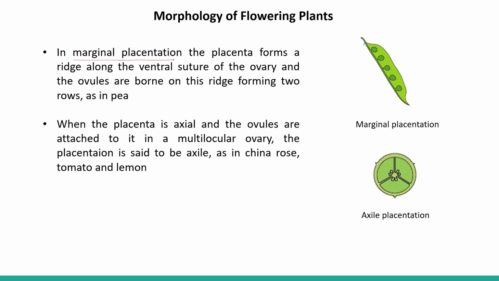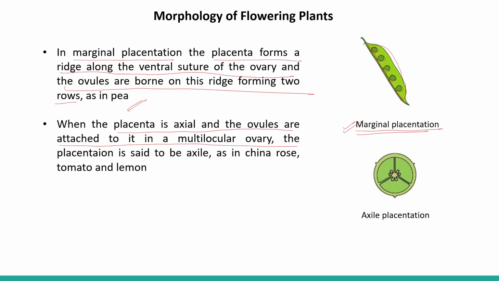In marginal placentation, the placenta forms a ridge along the ventral suture of the ovary and the ovules are borne on the ridge in two rows. So here we can see this is the ridge, this is the ovule structure, and the ovules are attached to the margin of the ridge. So that is why it is called marginal placentation. Example is pea.